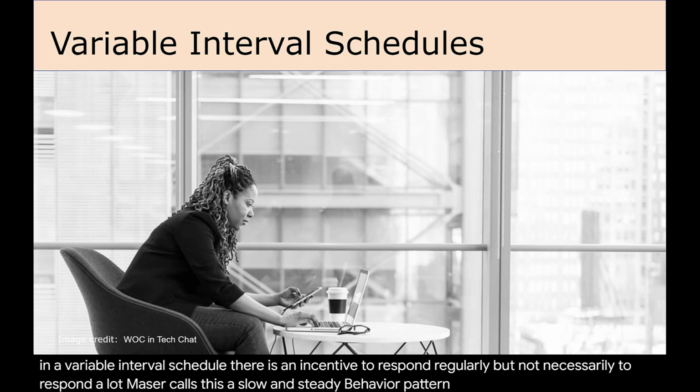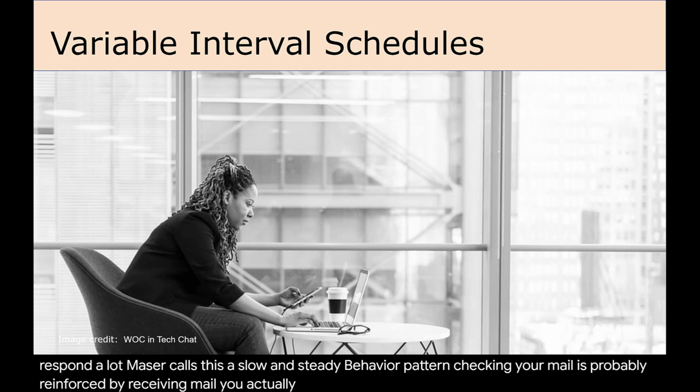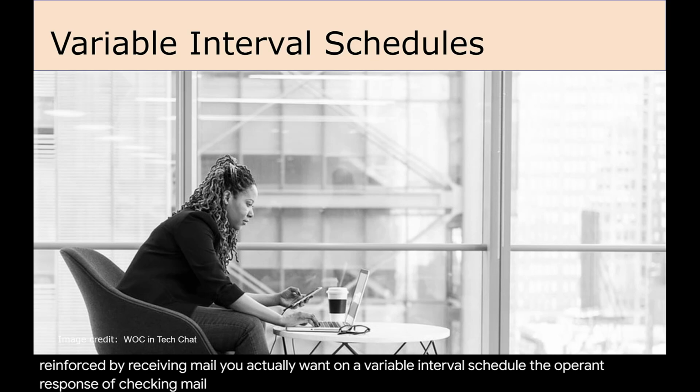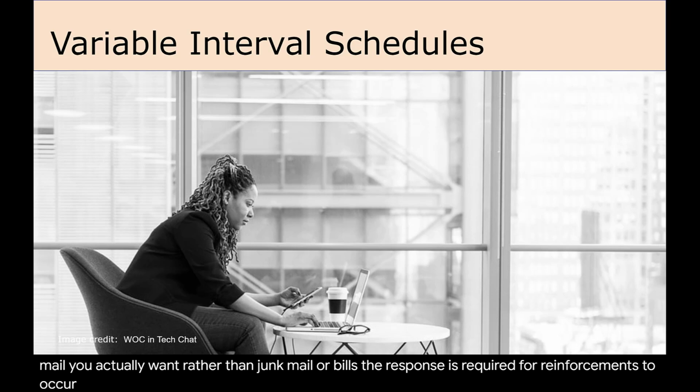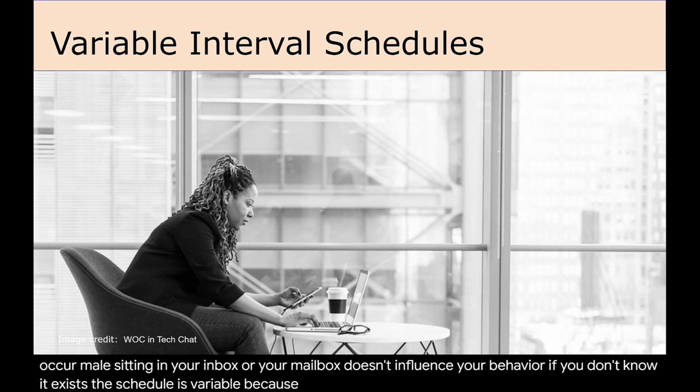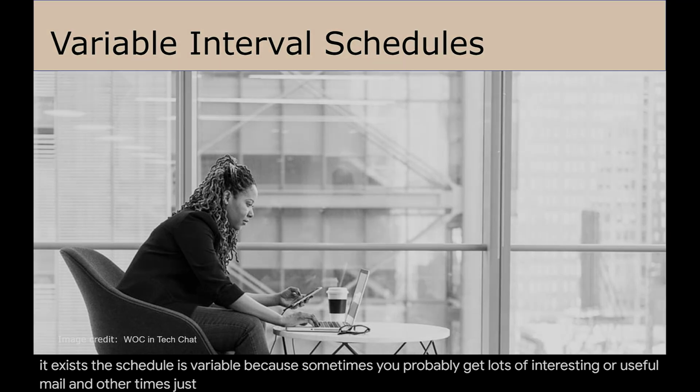As Mazur suggests, checking your mail is probably reinforced by receiving mail you actually want on a variable interval schedule. The operant response of checking mail, whether electronic or snail mail, is probably reinforced by receiving mail you actually want rather than junk mail or bills. The response is required for reinforcement to occur. Mail sitting in your inbox or your mailbox doesn't influence your behavior if you don't know it exists. The schedule is variable because sometimes you probably get lots of interesting or useful mail and other times just junk.